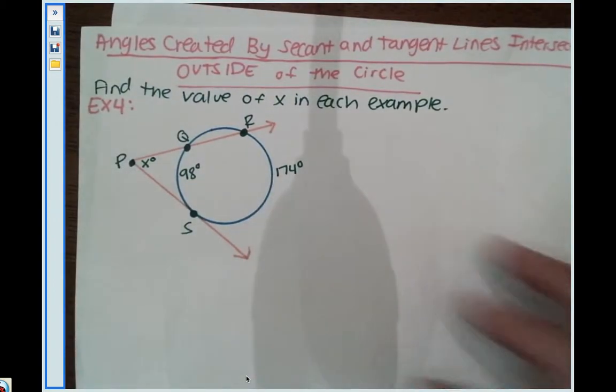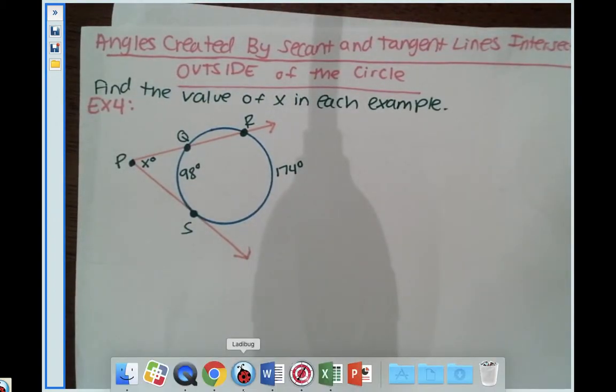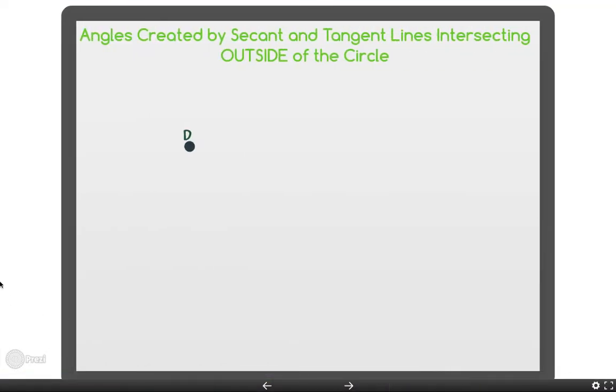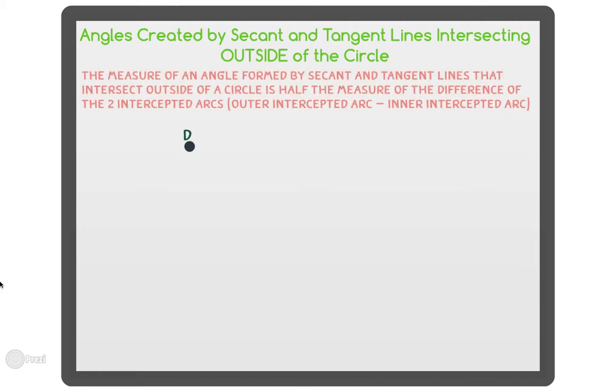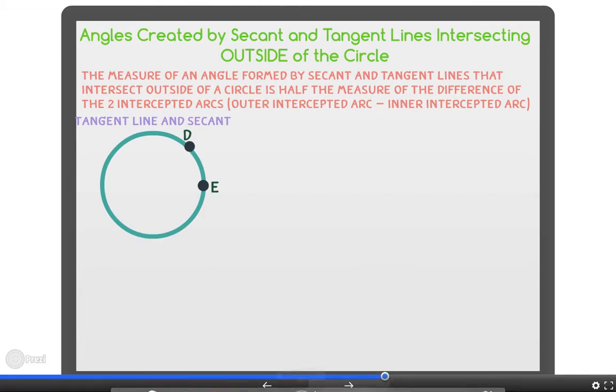Alright, let's get going. We're going to be using one of, again, the amazing properties I talked about in the Prezi. So let's take a look at the Prezi. These are the circles that have angles created by secant and tangent lines intersecting outside of the circle. The relationship is: the measure of an angle formed by a secant and a tangent line that intersect outside the circle is half the measure of the difference of the two intercepted arcs, which I interpret as the outer arc minus the inner arc if we're finding our difference. There are three cases to this. They all use the same formula though.